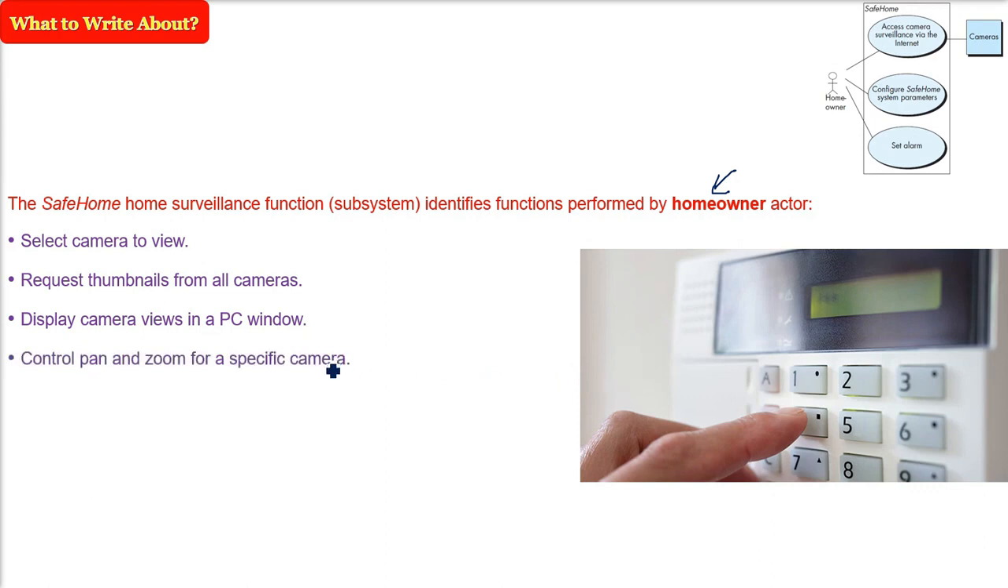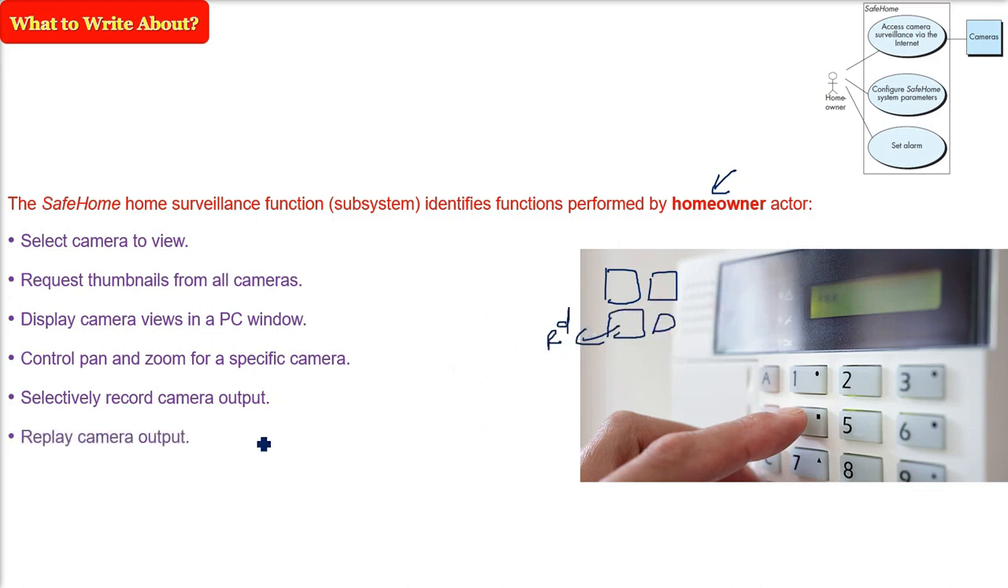You can also pan and zoom a specific camera. And then you can selectively record also. There are multiple cameras, because one camera will be in your alley, one camera will be in your parking. So recording can be done, and the recording can be replayed. And you can also access camera surveillance using the internet. That is, wherever you are sitting across the globe, you can access your home cameras. This is the surveillance system.